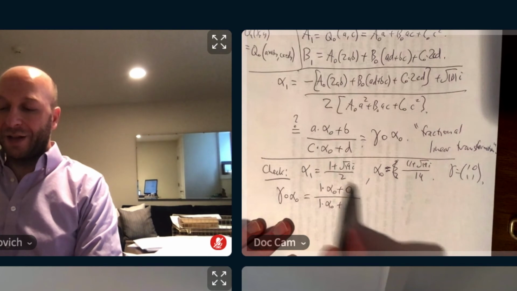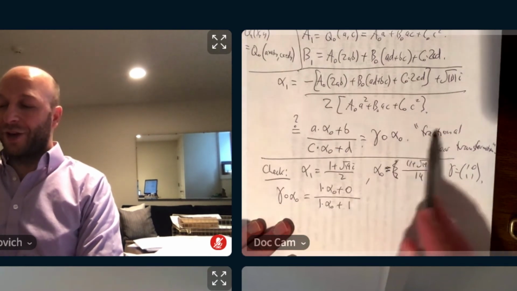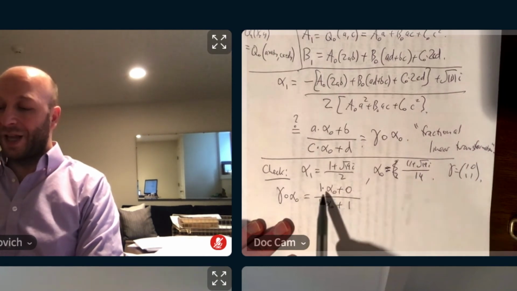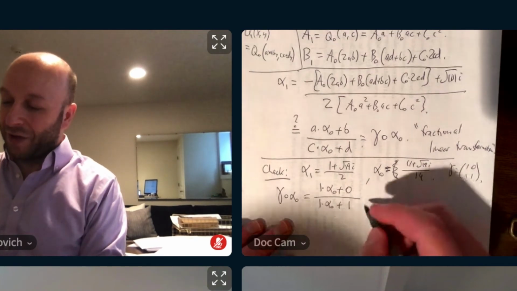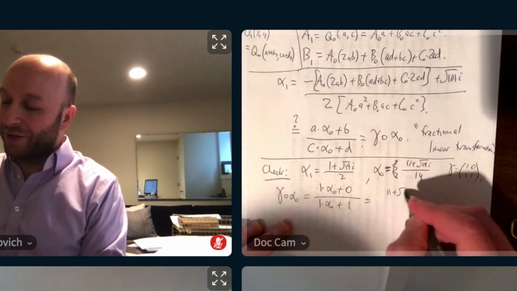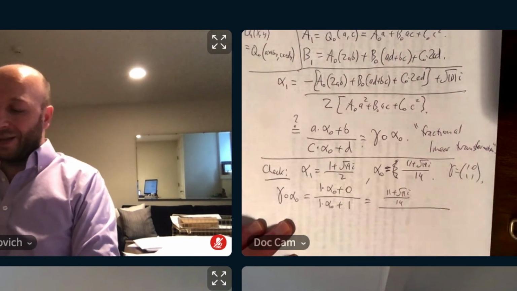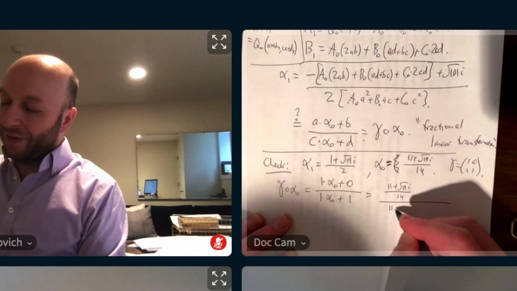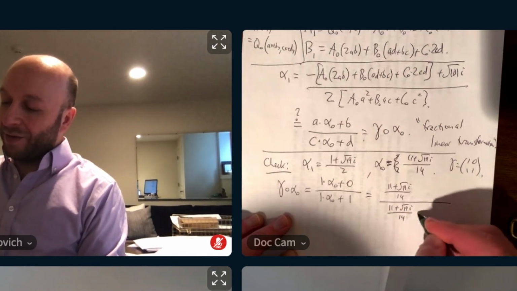Does everybody see how I got this formula? I just took this fractional linear transformation formula and stuck it into what gamma was in our case, and I'm about to stick in what alpha is in our case. So alpha in our case is 1 times alpha on top, 11 plus root 19I over 14. That's the numerator. The denominator is alpha 0 plus 1: 11 plus root 19I over 14 plus 1.